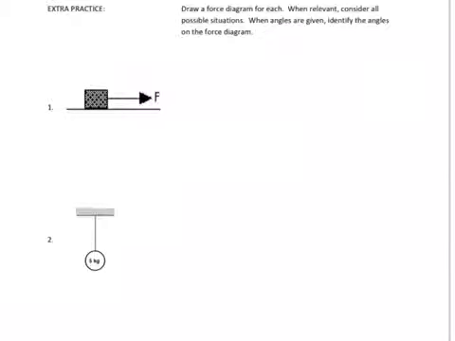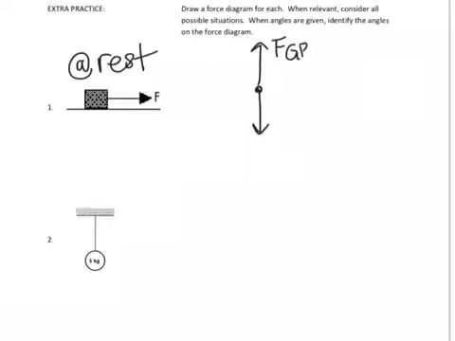So number 1 here, it says draw a force diagram for each. When angles are given, identify the angles on the force diagram. So for this one, it's saying that there's a force being pulled to the right. It doesn't say whether it's moving at a constant velocity or at rest or what's going on. Let's just assume that this is at rest. So we have a dot, Earth pulling it down, the ground pushing up with the exact same amount as Earth pulls down. It's being pulled to the right.